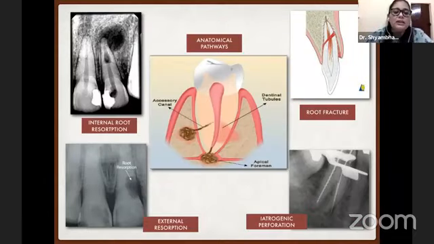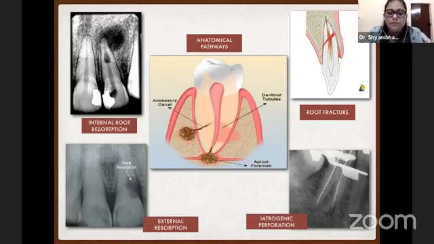In this image, you can see in the first image, there is internal root resorption wherein the pulp chamber has lost its outline, and because of which there is transmission of microorganisms to the underlying periodontium, and because of which there is a periapical lesion that has formed. And there is loss of periodontal attachment apparatus also.